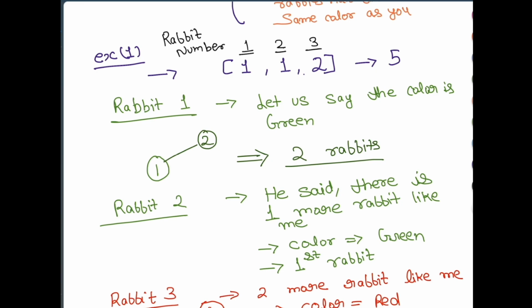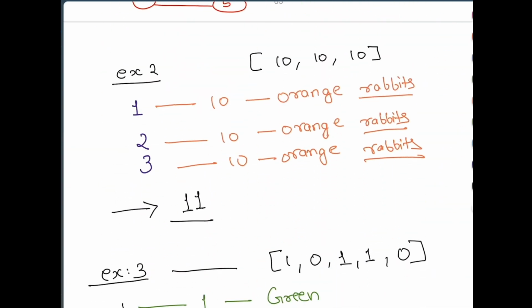Now let us see a few more examples to understand the problem in depth, and then we will see the solution. The solution is going to be really simple. Example number 2. There are 3 rabbits and all these 3 rabbits are telling me that there are 10 rabbits who have the same color as me. All these 3 rabbits are saying the same thing.